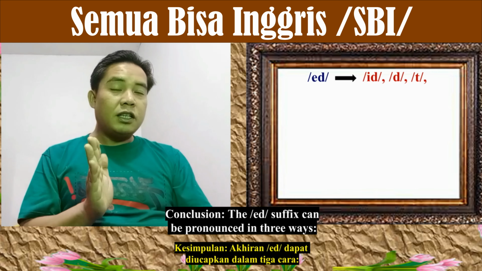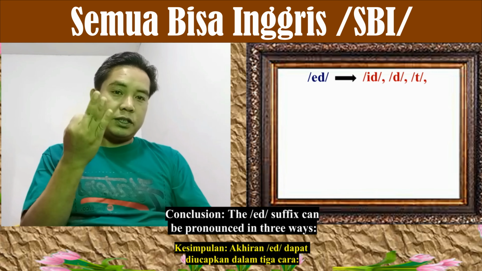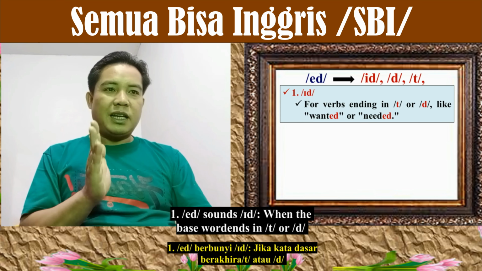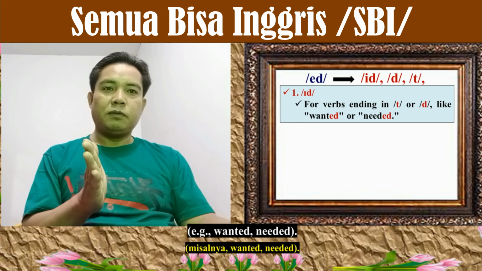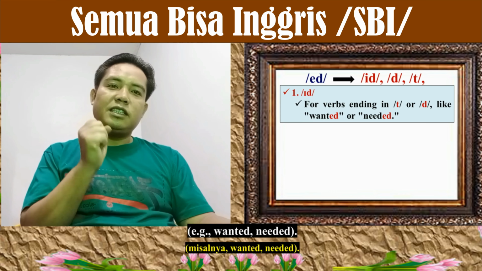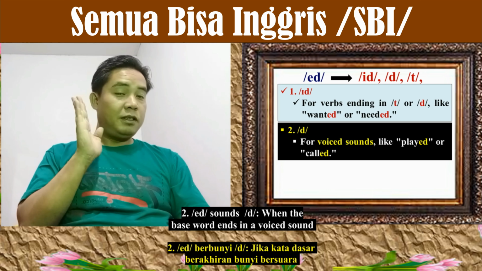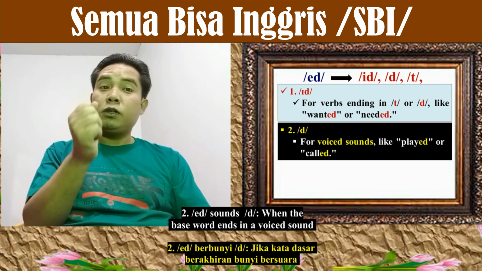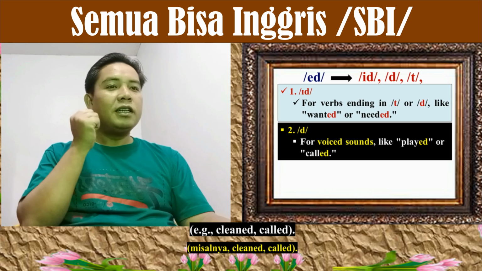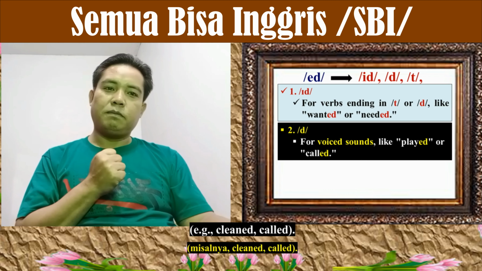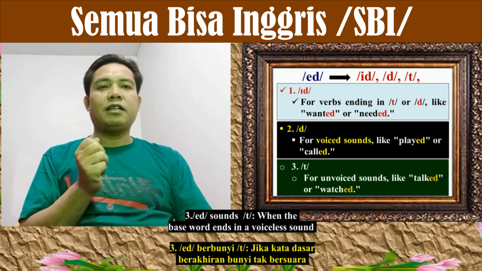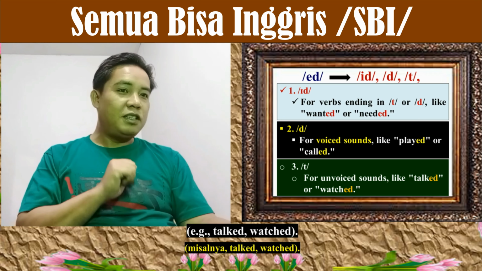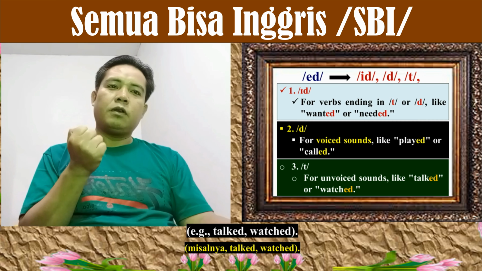Conclusion. The "ed" suffix can be pronounced in three ways. 1. "Ed" sounds id, when the base word ends in t or d. Example: wanted, needed. 2. "Ed" sounds d, when the base word ends in a voiced sound. Example: cleaned, called. 3. "Ed" sounds t, when the base word ends in a voiceless sound. Example: talked, watched.